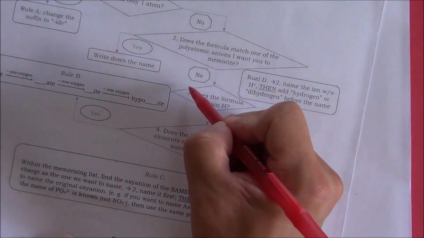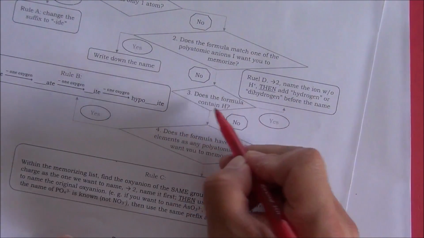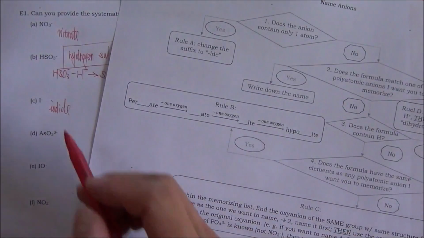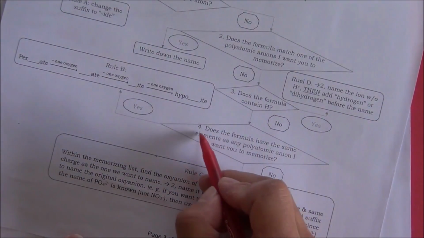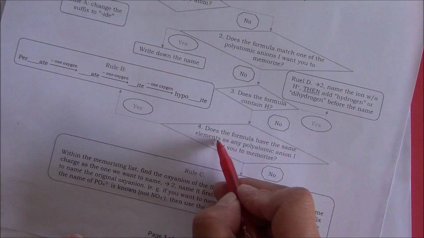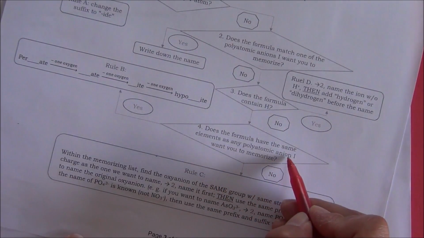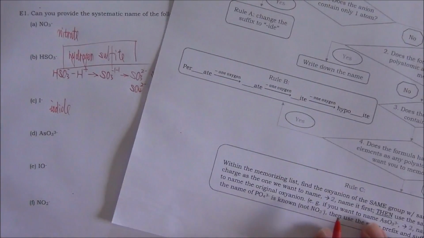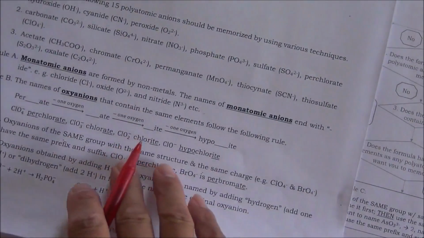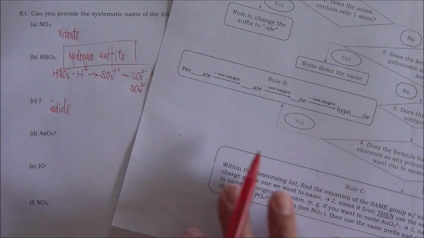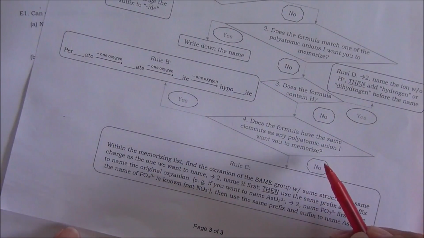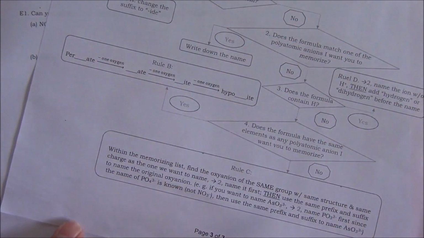Then we proceed to step 3. Does the formula contain H? The answer is no. Then we proceed to step 4. Does the formula have the same elements as any polyatomic anion I want you to memorize? We can see that AsO3, 3 minus is not one of them. Therefore, the answer is no to question number 4. We proceed to this box to get the answers.